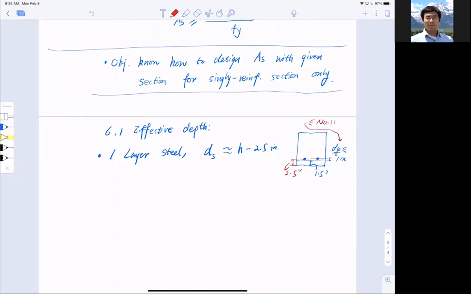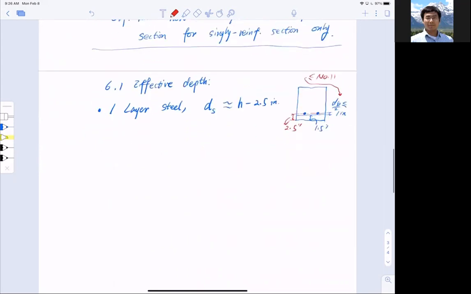So for number 11 bars or smaller with one layer of reinforcement, we can easily assume the effective depth is the height minus 2.5 inch. Okay, so that's where this one is, right? d equal to h minus 2.5. And needless to say, you all know that h is the total height of it.